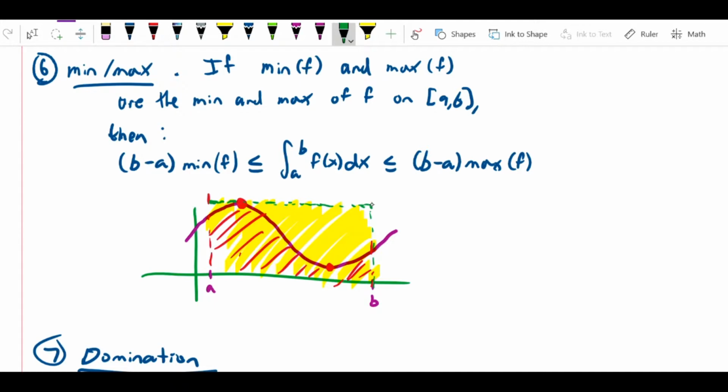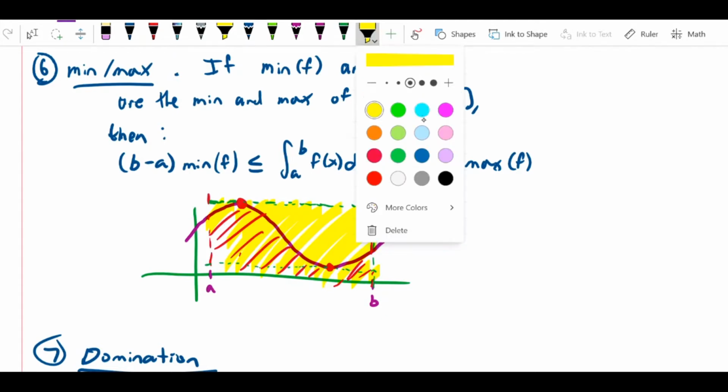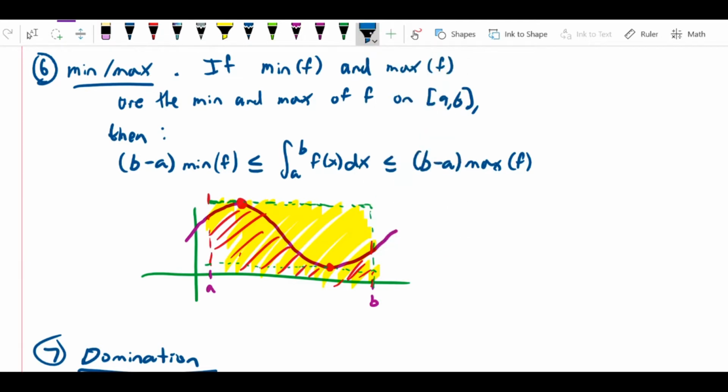And we can do the same thing on the other side. Imagine that the function is all just the minimum value. Let's calculate the area, using a different color. If we calculated the area under the rectangle whose height was just the minimum value of the function, surely the function is going to have more area under it than the rectangle that's formed just by the height of its lowest point.